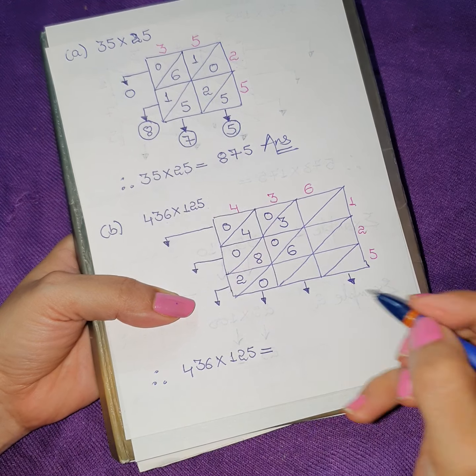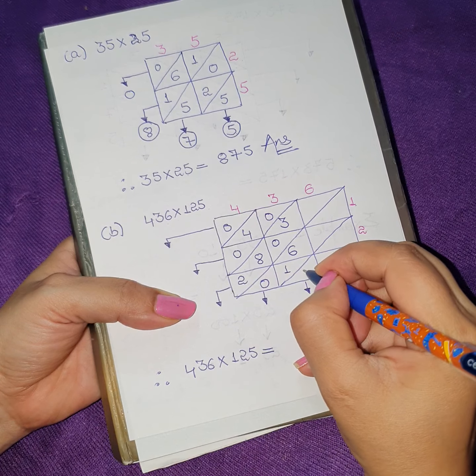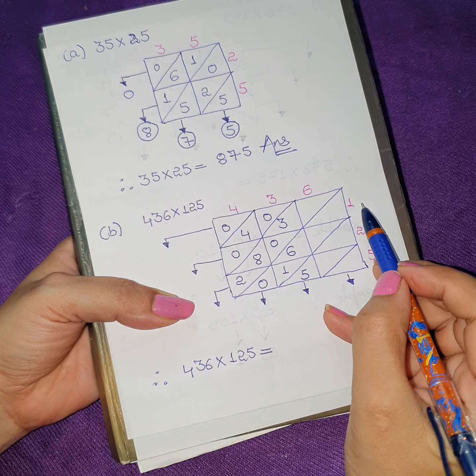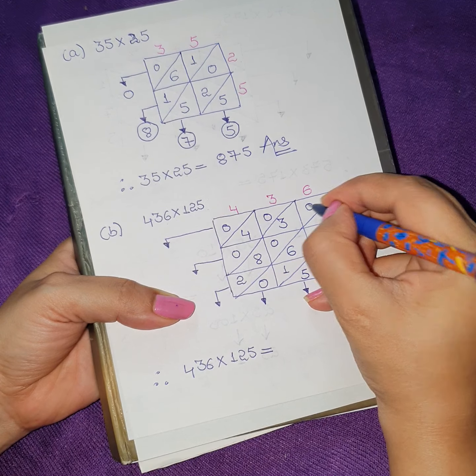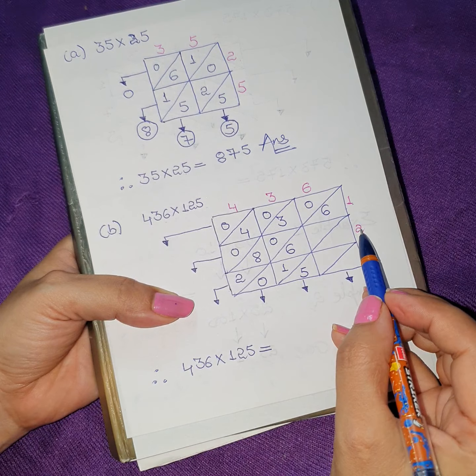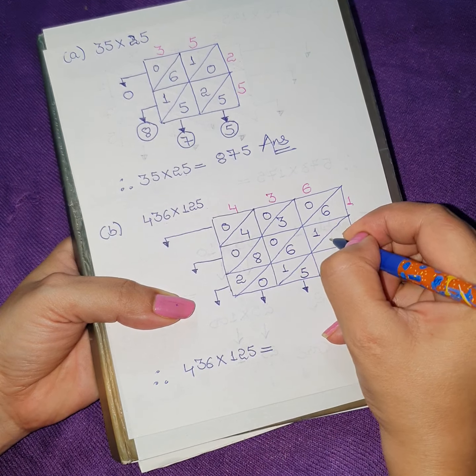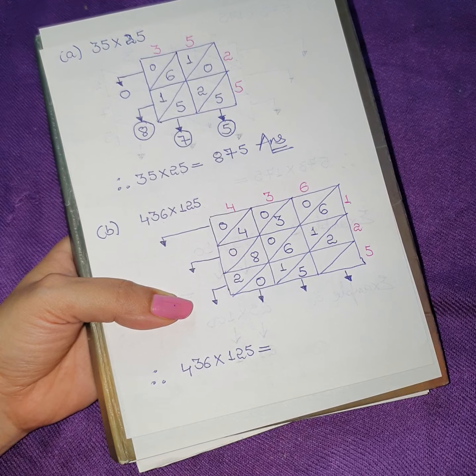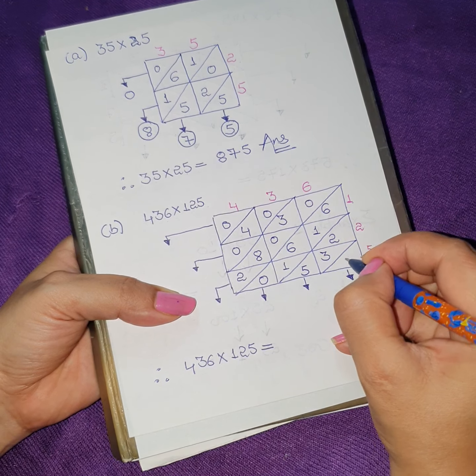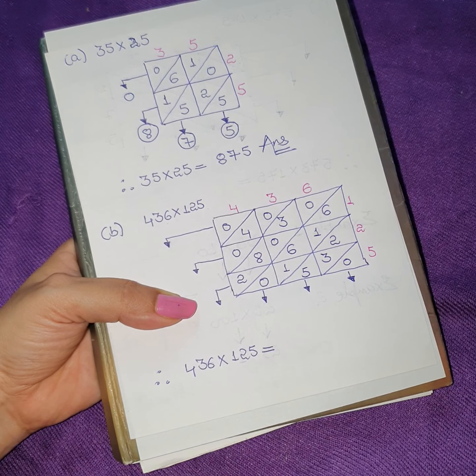Then 3 into 5, 15: 1 above the slanting line and 5 below. 6 into 1 is equal to 6: 0 above and 6 below. Then 6 into 2, 12: 1 above and 2 below. Then 6 into 5, 30: 3 above the slanting line and 0 below.